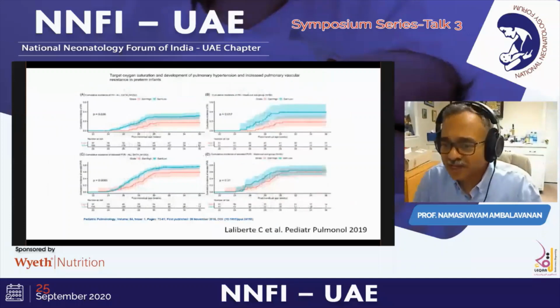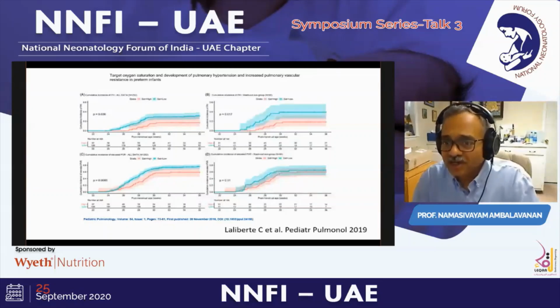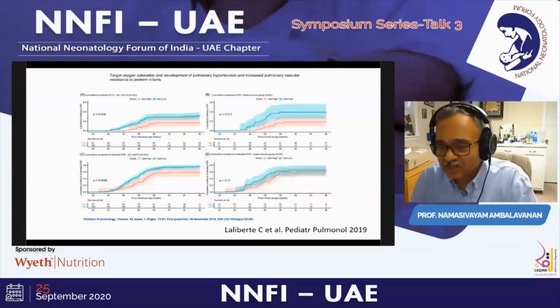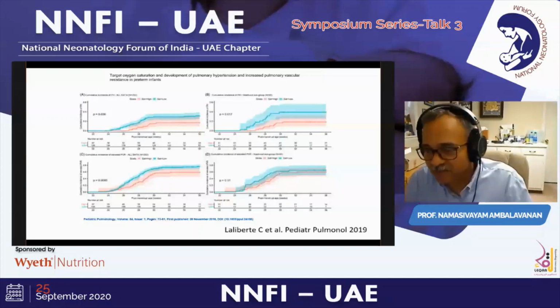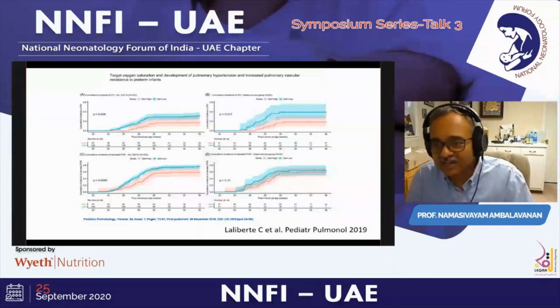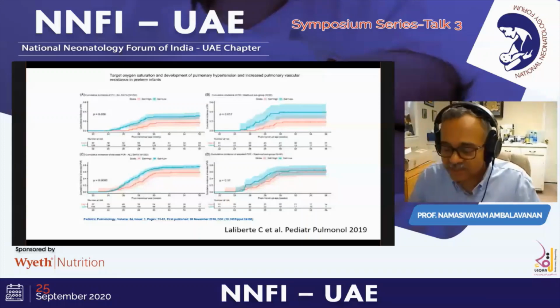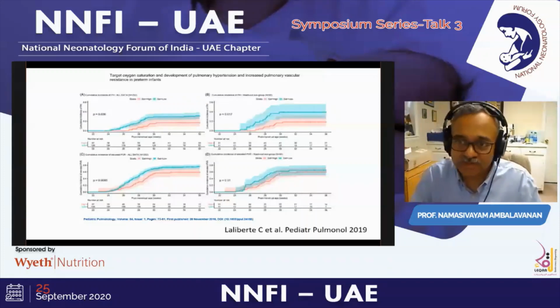And these are some graphs from the paper. The blue line are the ones with a low saturation threshold, and the red line is the ones with a higher saturation threshold. And the y-axis, basically, the top two graphs is the risk of pulmonary hypertension, and the bottom two graphs, the rate of the pulmonary vascular resistance. And you can see that the rates are much higher in the infants with the lower saturation threshold.